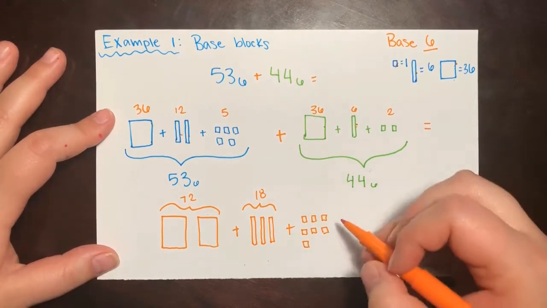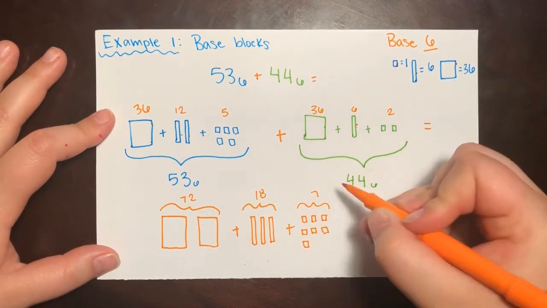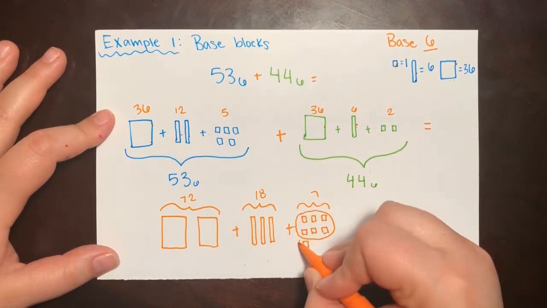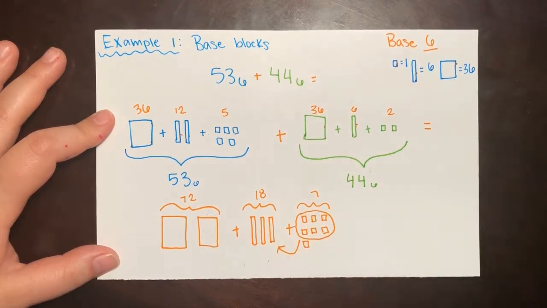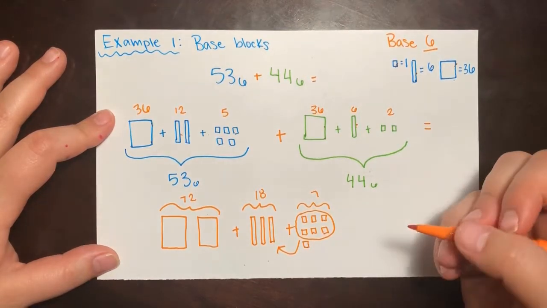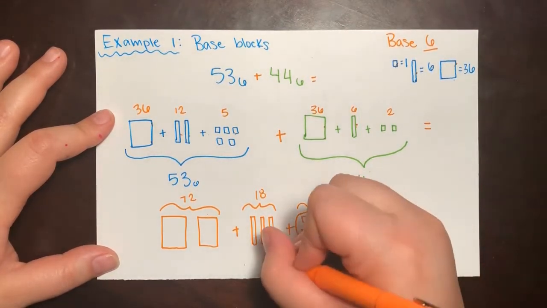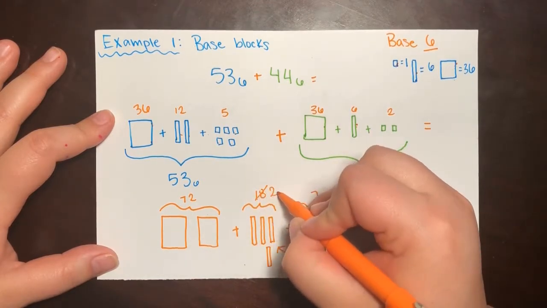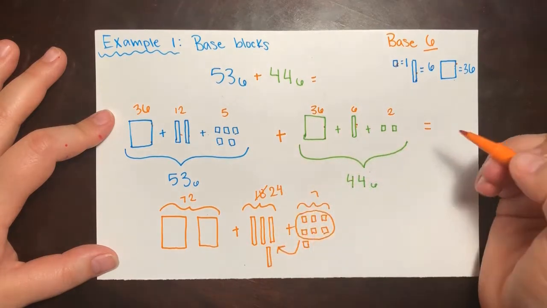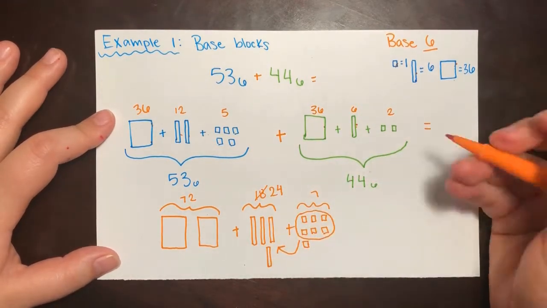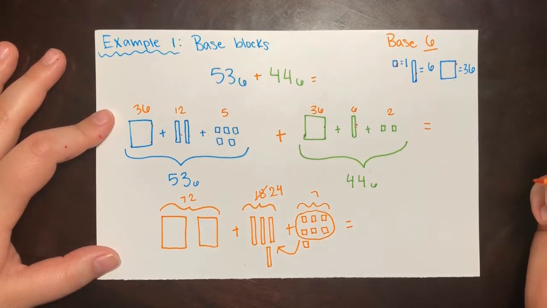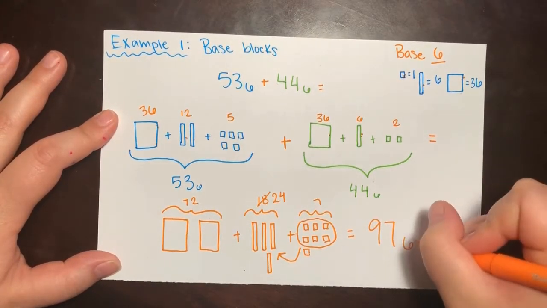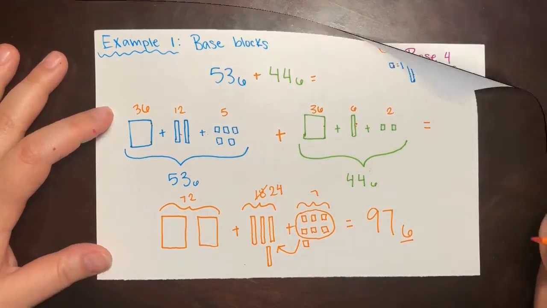Now, we can turn this group into another rod, right? And then just have 1 left over. So really, we have 24 and then 1 left over. So when we tally all those up, we get 97 in base 6. Don't forget the base 6.